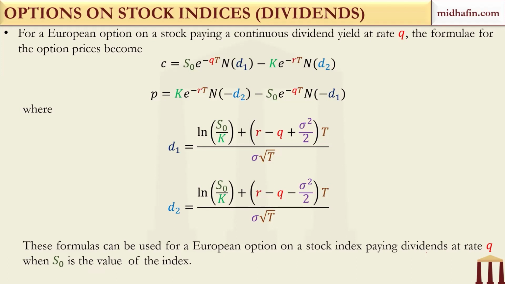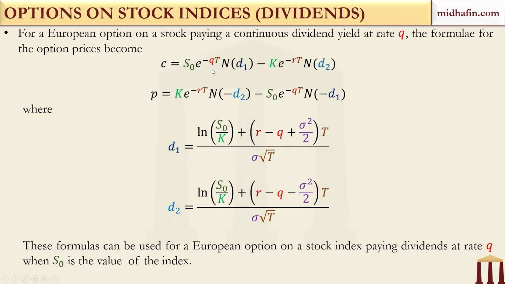Now, if we talk about options on assets which are not non-dividend paying stocks, where some kind of dividend is being paid, there is a slight deviation in the formula. In case of D1, previously it was R plus sigma square by 2. Now it becomes R minus Q, where Q is the dividend yield, or the return, you can say. And simultaneously, the formula for call and put also changes. It becomes S naught e raised to the power of minus QT.